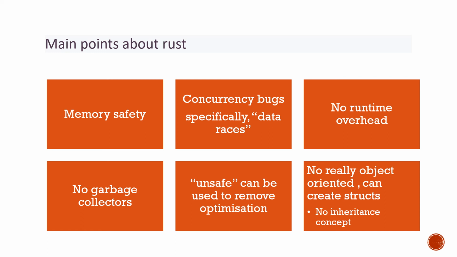There are no real object oriented features like in C++. You can create structs, but there's no sort of inheritance concept. So full blown object oriented concepts of C++ do not exist in Rust.